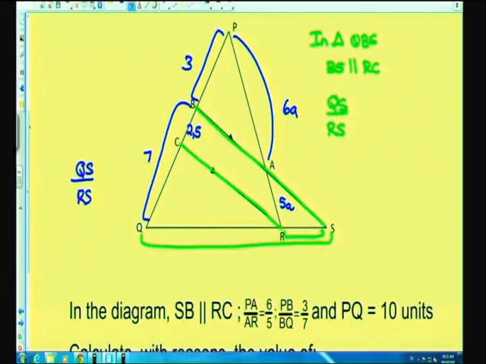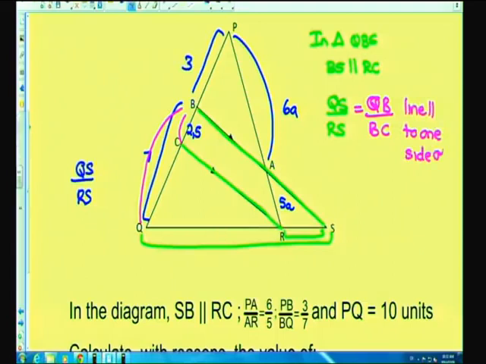So the matching one would be the whole side to the little one between the parallel lines. So it's going to be Q, I think it was a B. Let me just make sure I'm not telling you nonsense. Yes, it is a B. Okay. QB is to BC, and it would be line parallel to one side of triangle.